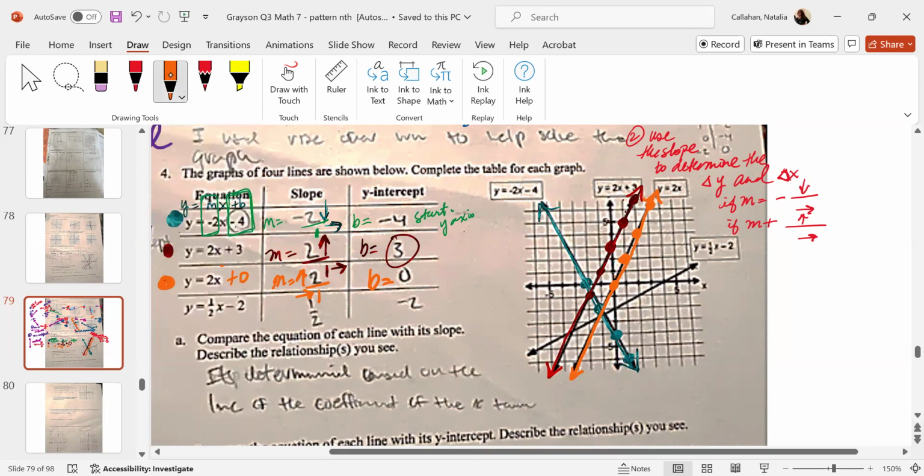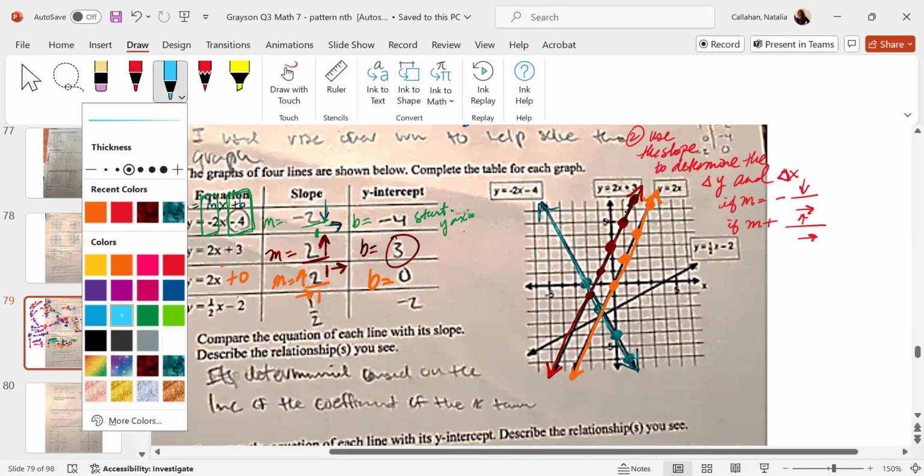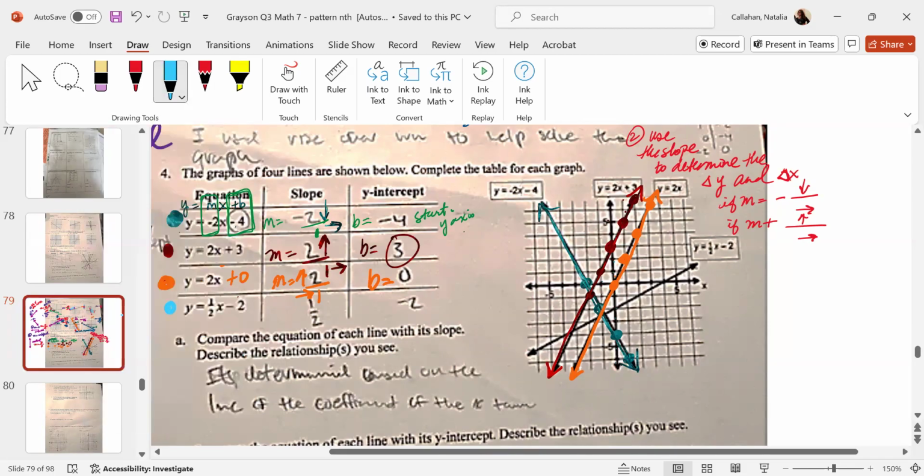The very last one, I think I'm just going to use blue. Pick a color. Your y-intercept is -2. Slope is positive, so you go up 1 over 2. Start at -2, up 1 over 2, up 1 over 2. You see how we graphed the 4 lines? Okay.